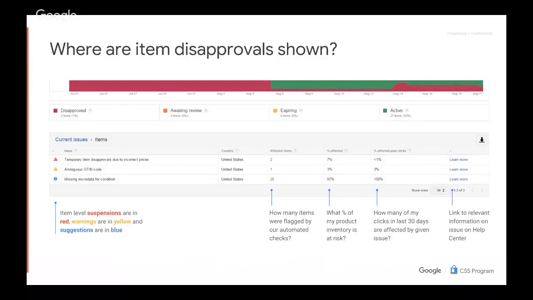To the right of that, we'll see how many items of the feed were flagged by our checks, and then what percentage of your product inventory as a whole is at risk of disapproval. You'll also see how many of the clicks in the last 30 days were affected by any given issue. And finally, on the right-hand side, you'll have a link to relevant information on the given issue on our Help Center. Finally, this report can be downloaded through the arrow icon in the top right corner there.